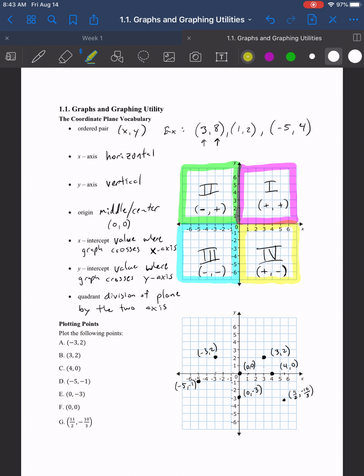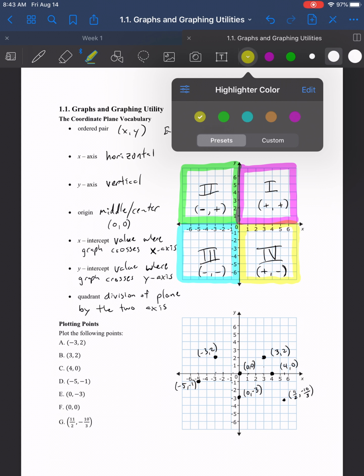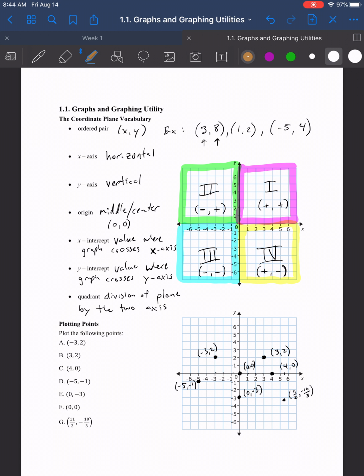You should also take note that in quadrant 1, both of your ordered pair numbers are positive, so the x is positive and the y is positive. In quadrant 2, the x-coordinate is negative and the y-coordinate is positive. In quadrant 3, they are both negative. And in quadrant 4, you have a positive x but a negative y. You're in the negative direction on the y-axis, but the positive direction on the x-axis. So that's what that's telling you.